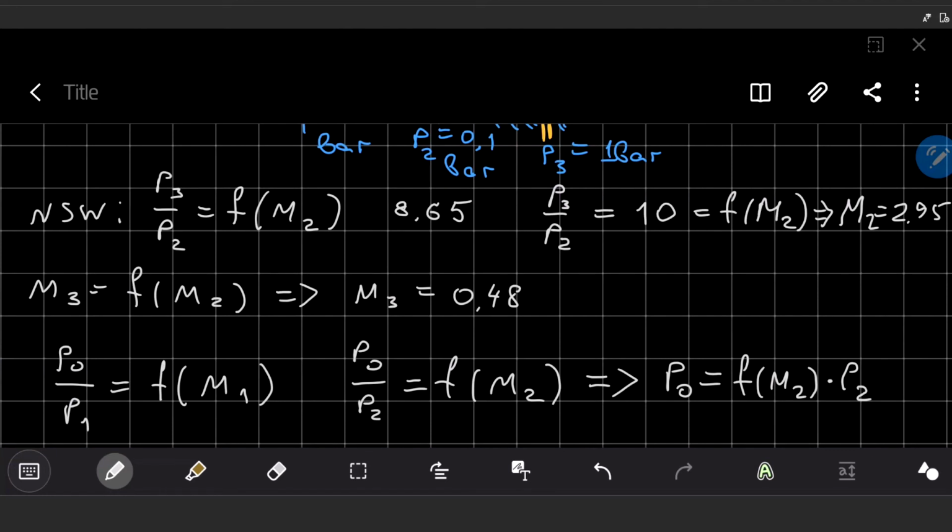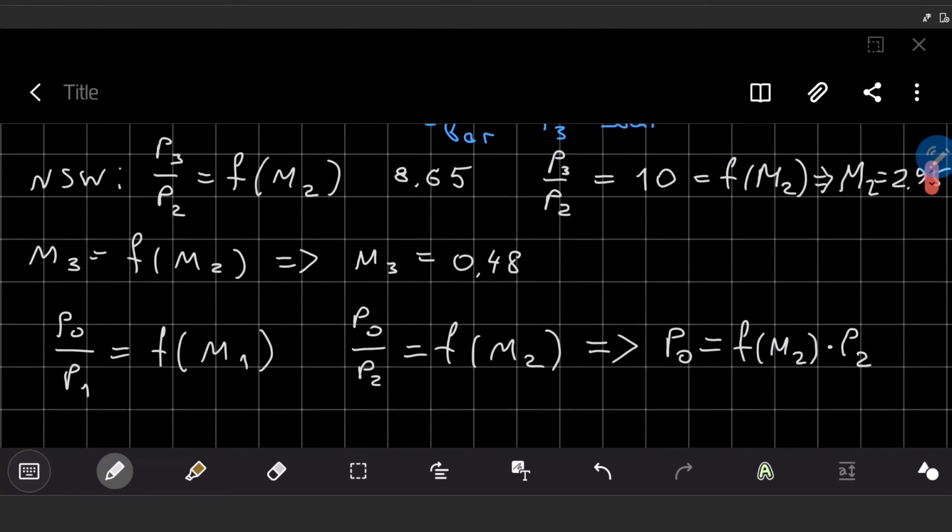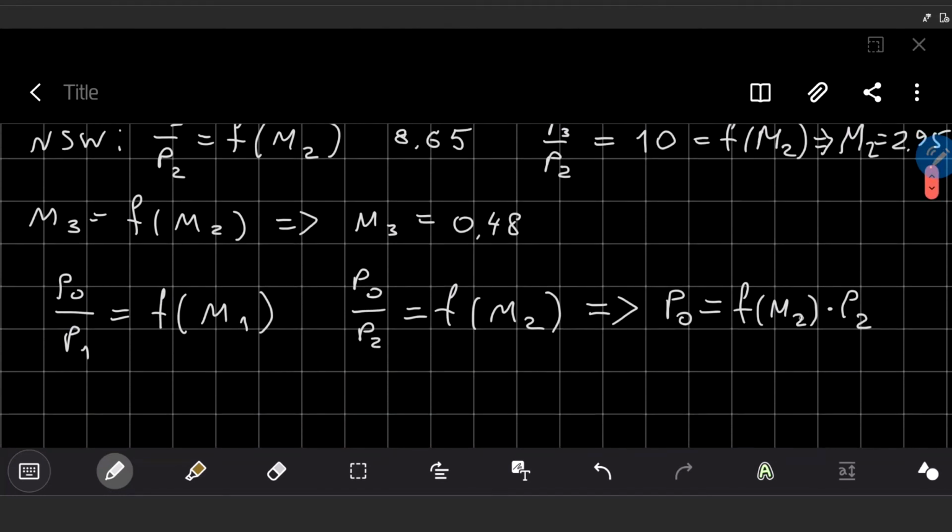Okay, this is it. Now I can calculate. I go to Appendix A, and I will see that this function, as I know M2 already, would be equal to approximately 34. And my P2, defined by the initial conditions for this task, is 0.1. So my stagnation pressure will be P0 equal to 3.4 bar.